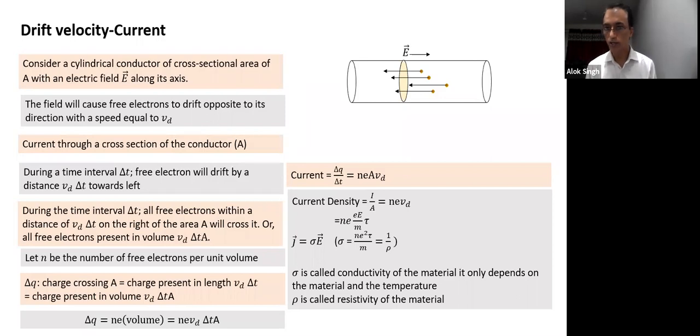So as the temperature increases, tau decreases. We'll come to the N value also. So what we understood is that we have related drift velocity to current and also to the field.